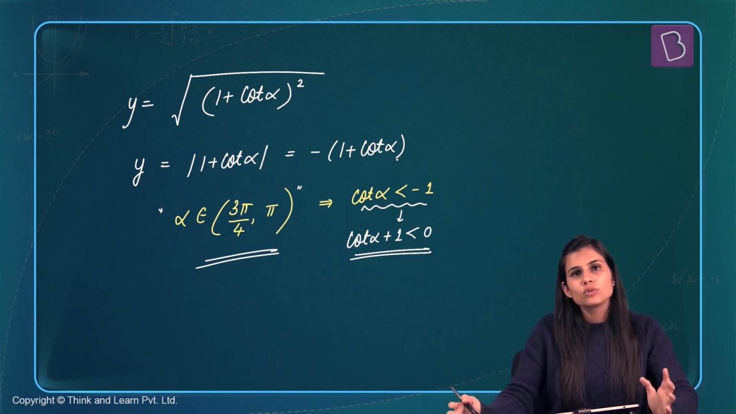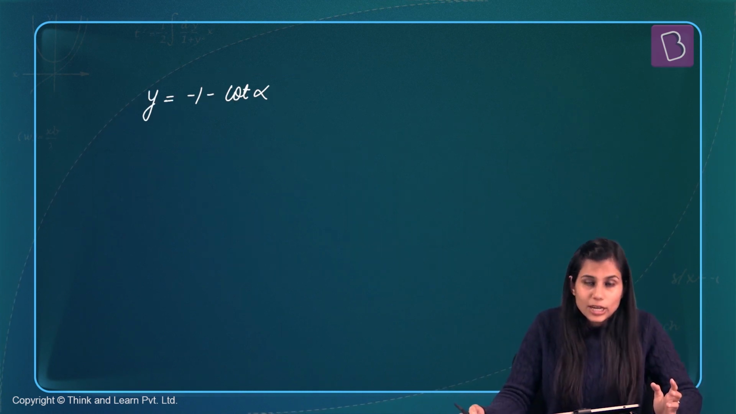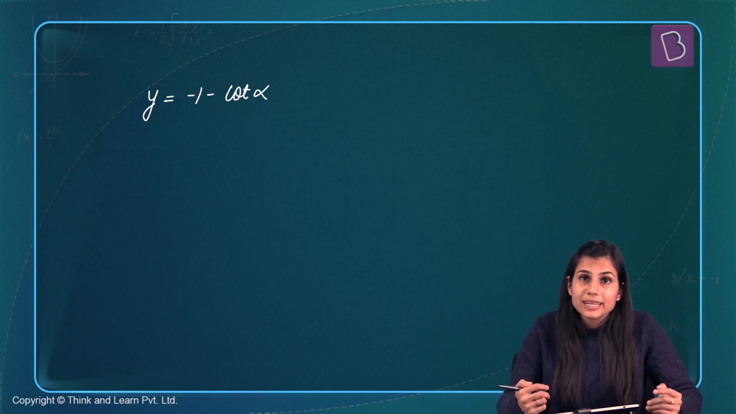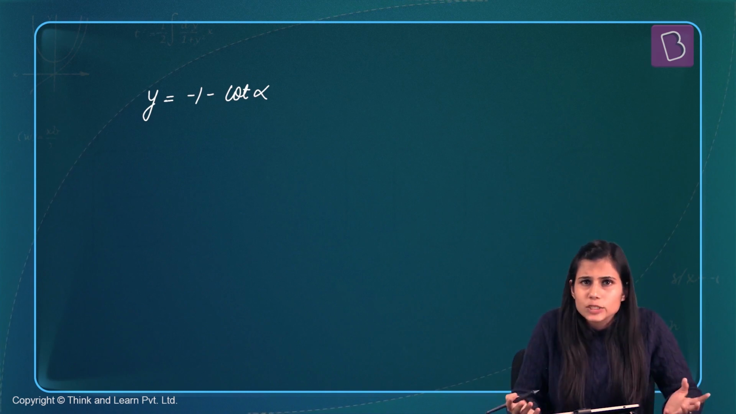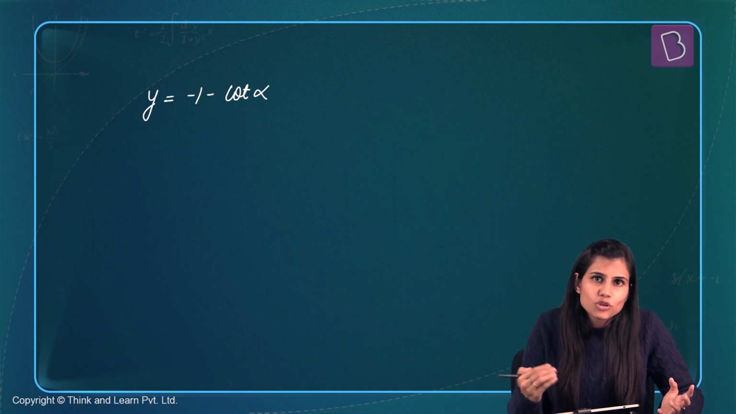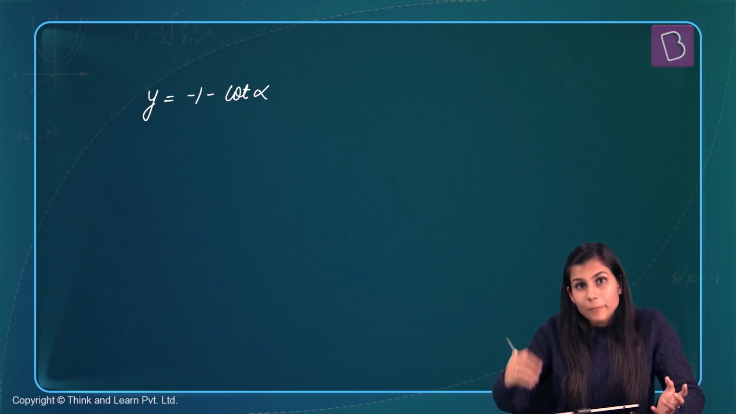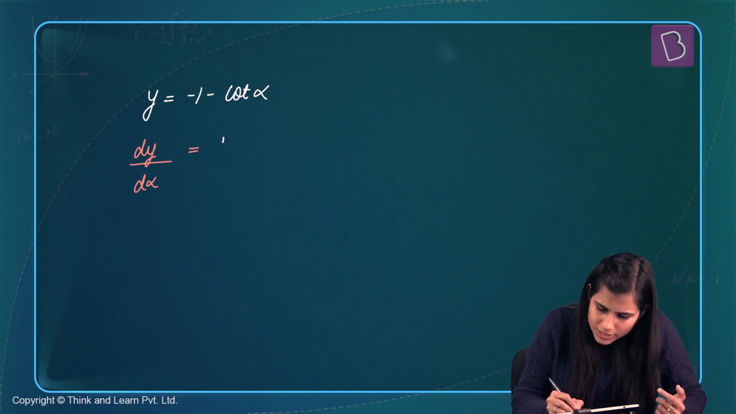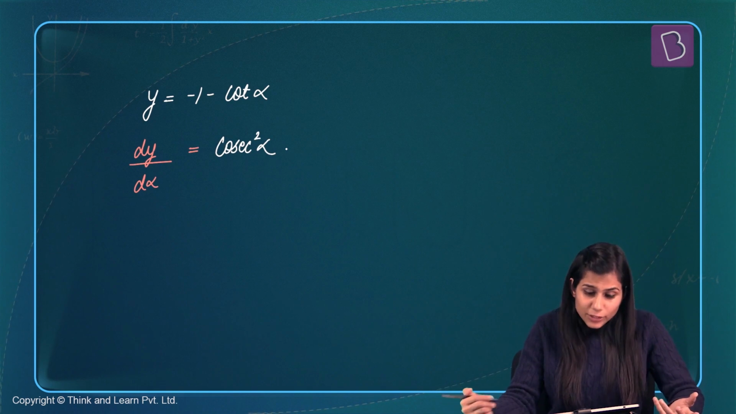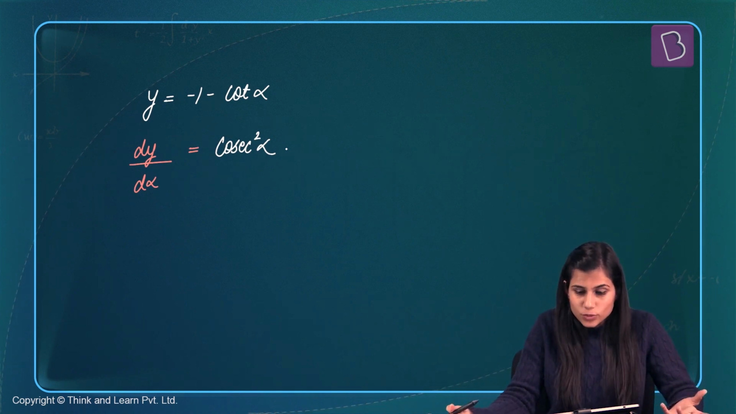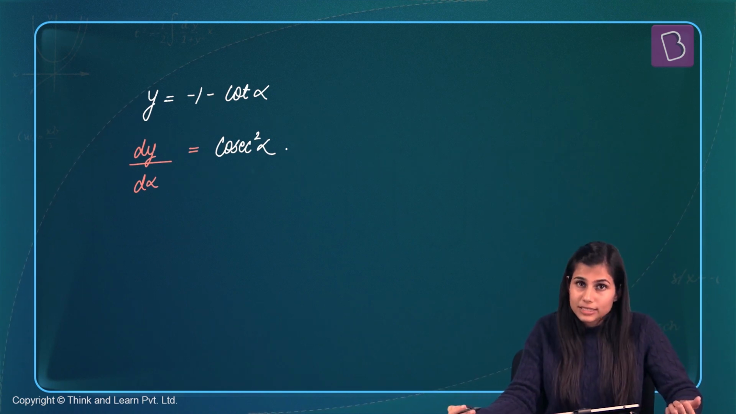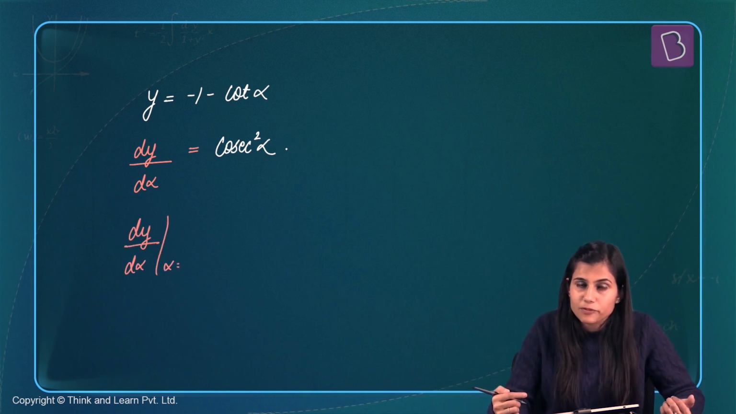Let's now just jump to differentiate this with respect to alpha. Well, when you do that, dy by d alpha of minus 1 is 0. You get minus of d by d alpha of cot alpha. That means minus of minus cosec square alpha, which is nothing but a plus cosec square alpha. Now that you have your dy by d alpha as cosec square alpha, let's just quickly find out its value at alpha equals 5 pi by 6.